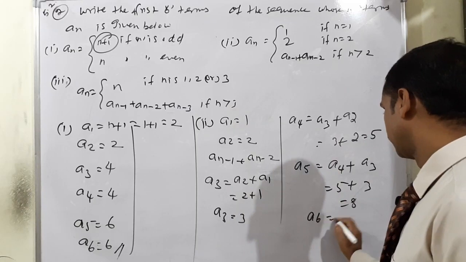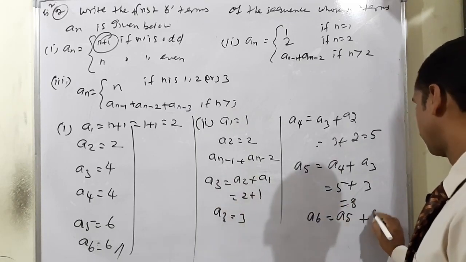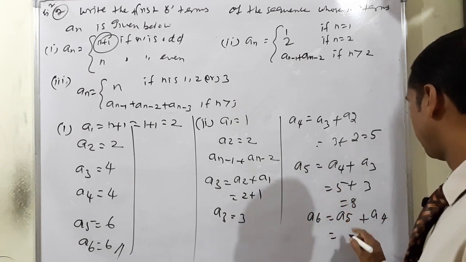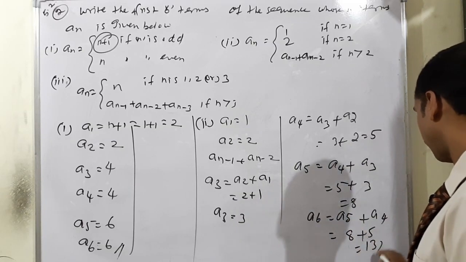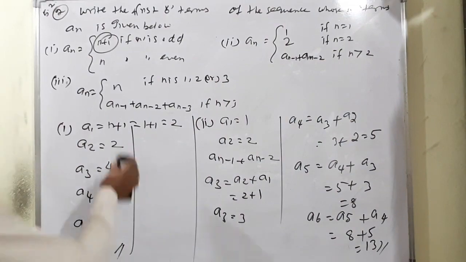Last one, A6. 6 minus 1, A5, then plus 6 minus 2, A4. A5 is equal to 8, A4 is equal to 5, so therefore 8 plus 5 is equal to 13. Subdivision third.